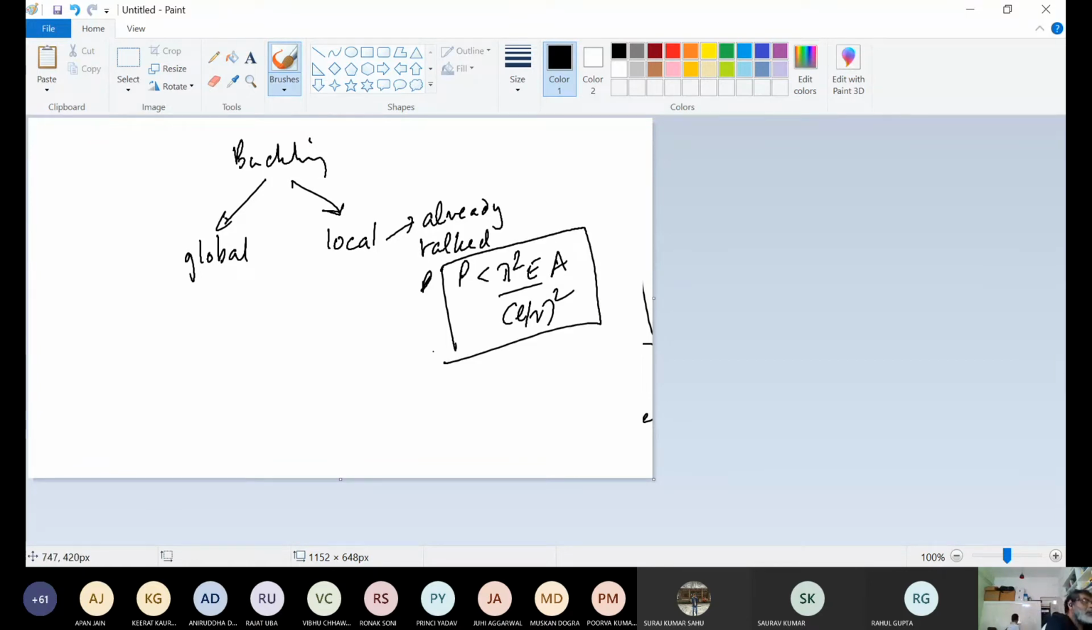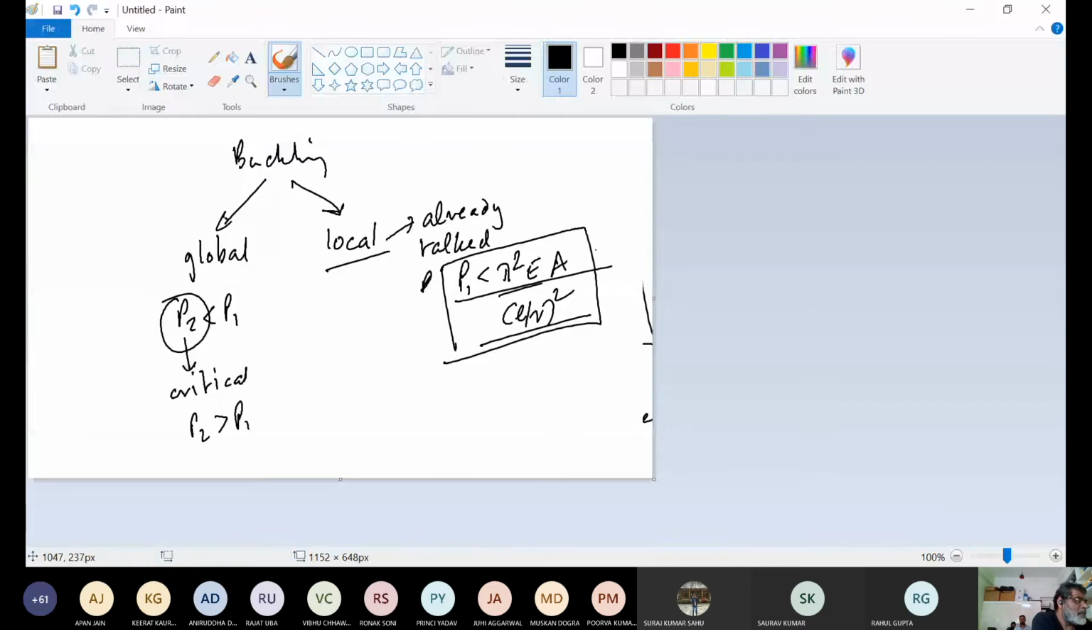Yes sir. Now, supposing at P, so let me call this P1, and at P2 is less than P1, if global buckling happens, then P2 ends up becoming critical. However, if P2 is greater than P1, global buckling is not a problem because your structure has already buckled locally. So this is what you mean by structural instability. Is this making sense?